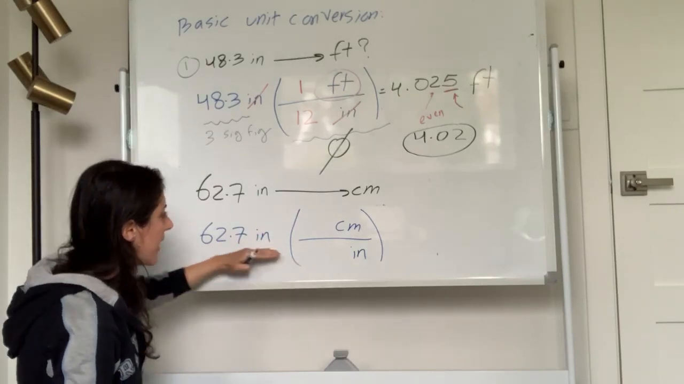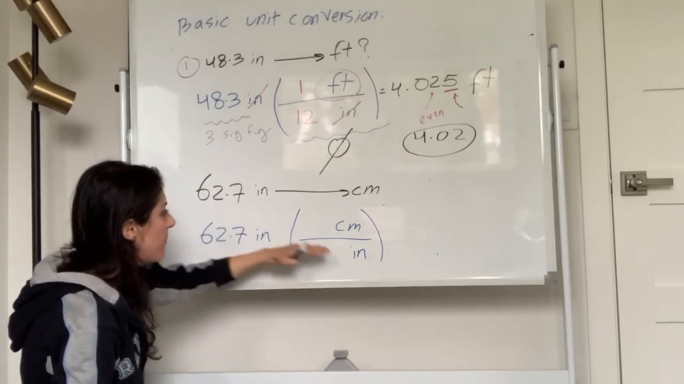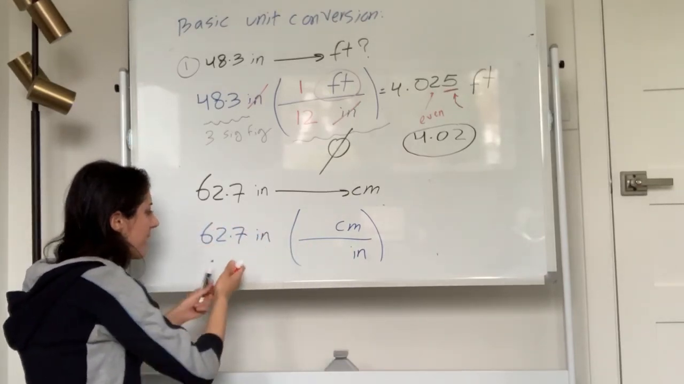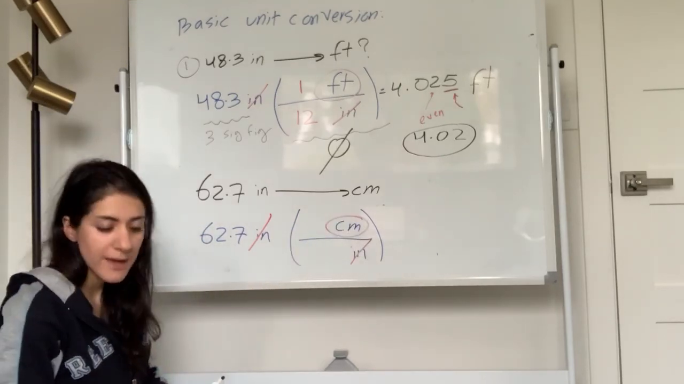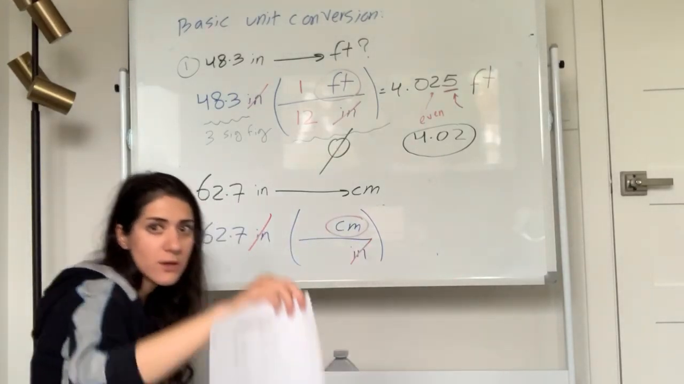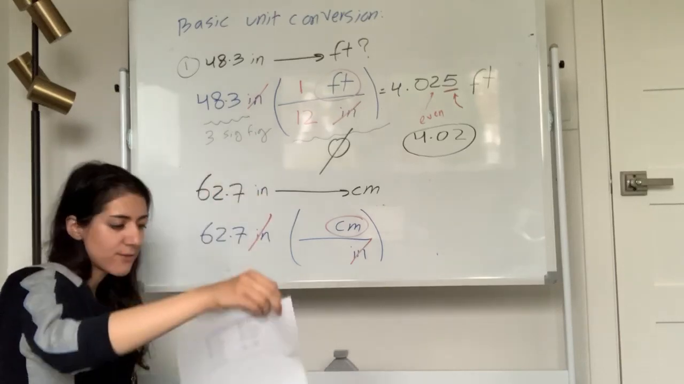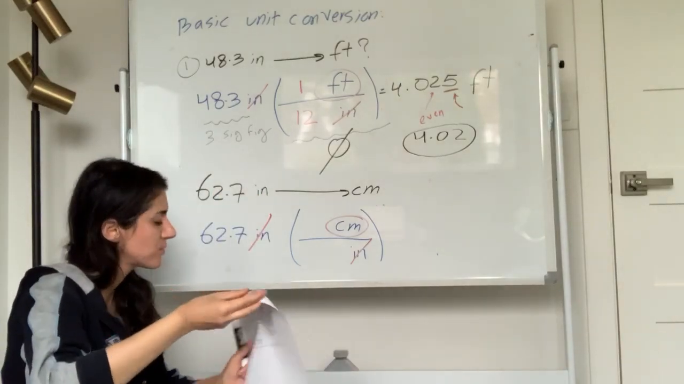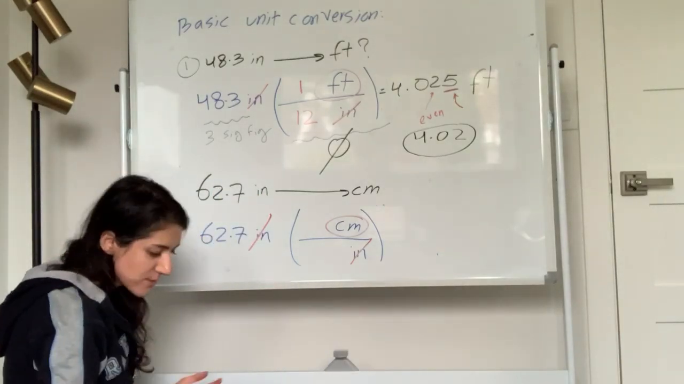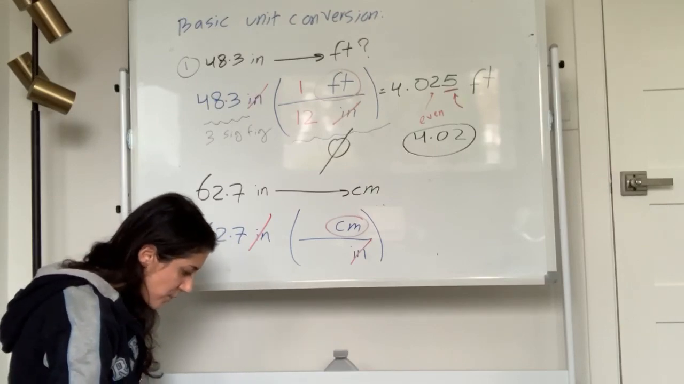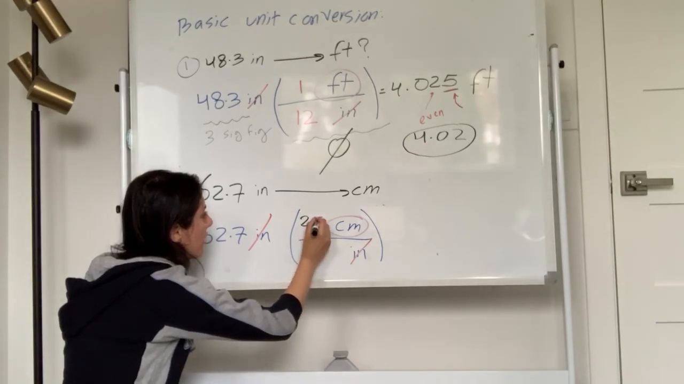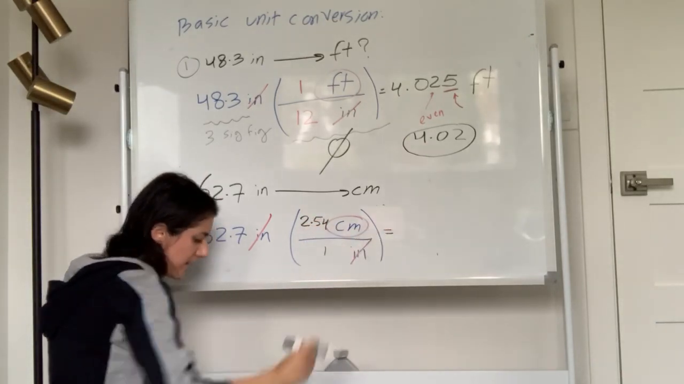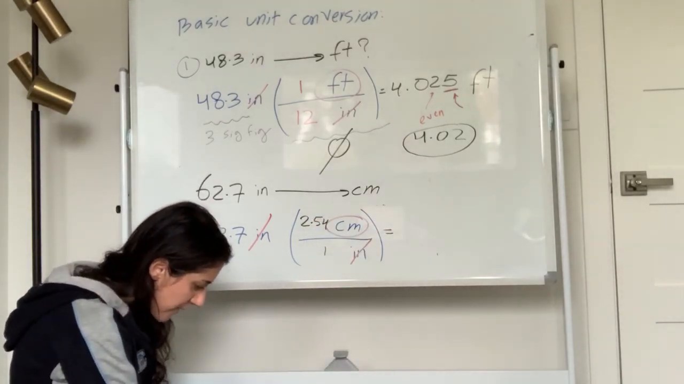So I need to cancel it out. To cancel something out, they have to be top, bottom, opposite side. So now I can cancel out the inches, and then I'm going to have centimeter on top. Then you're going to go to the conversion factor sheet and figure out what is the conversion between those two. And if you look at it, it says 1 inch is 2.54 centimeter.